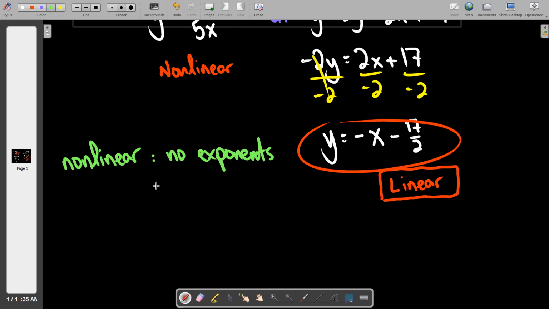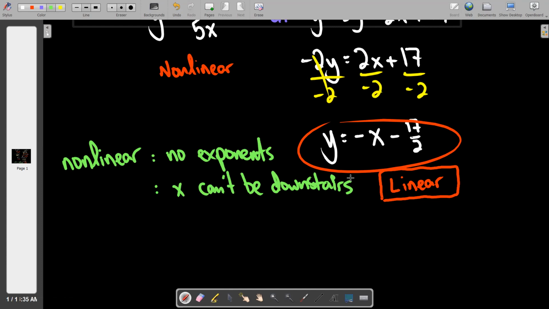And number two is x can't be downstairs. And you would find pretty clearly that those are the two exact rules that we broke in parts B and C. In part B, we had the x squared, so we knew it wasn't going to be straight. And then in part C, our x migrated to the bottom of a fraction, which also tells us it's not going to be. Okay. We'll practice that some more tomorrow, just to make sure that you all understand.